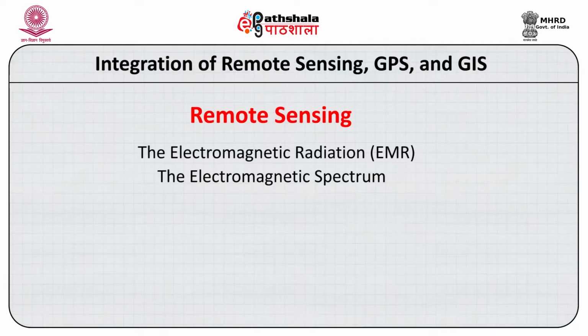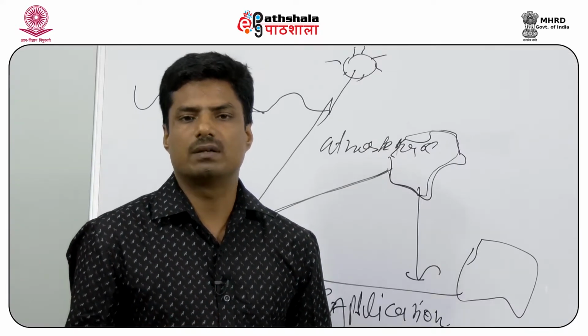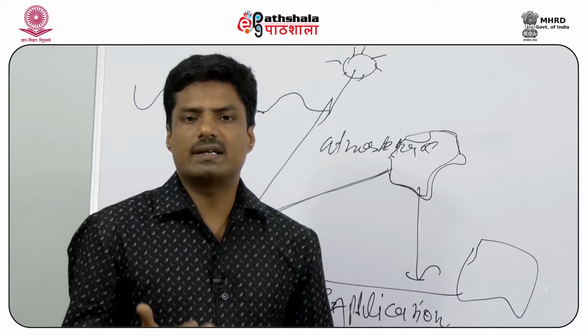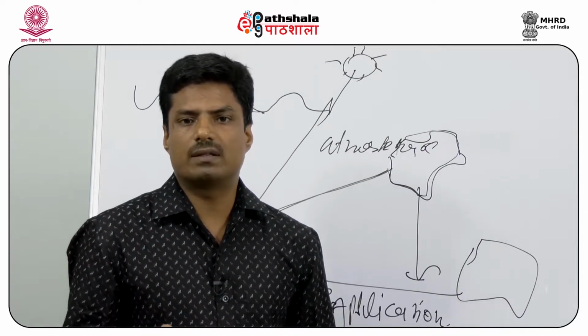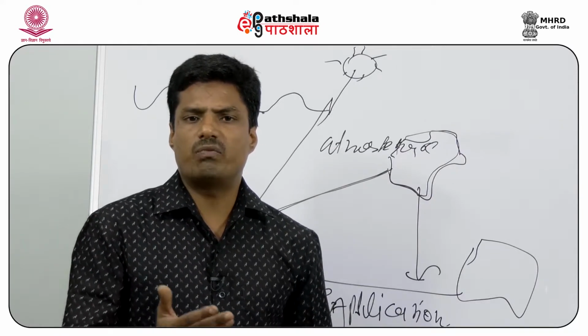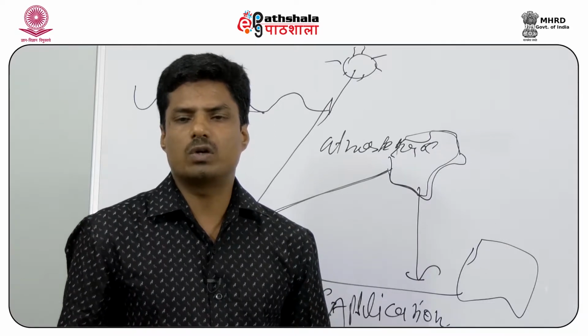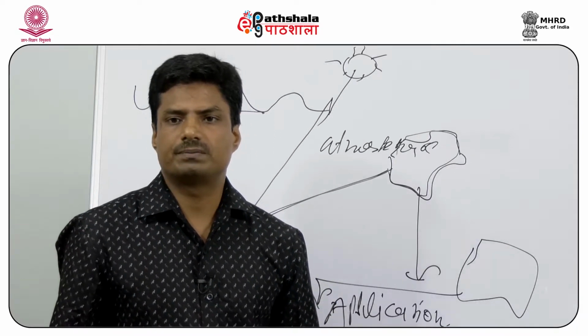It can be divided into ultraviolet. Ultraviolet has the shortest wavelength. Therefore, the wave frequency will be higher. The wavelength of the ultraviolet region is 0.3 to 0.4 micrometer.